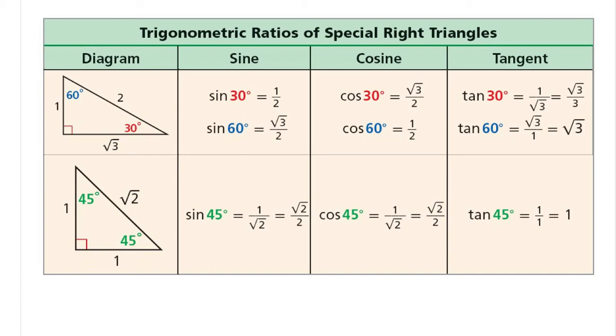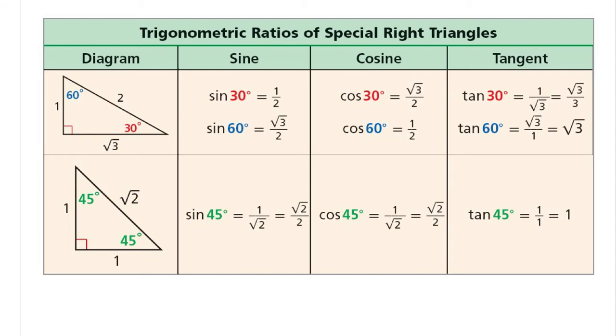Remember, a squared plus b squared equals c squared. In the 45, 45, 90 triangle, we have side lengths of 1, 1, and square root of 2. So then when we find the sine, cosine, and tangent of our special right triangles, we're going to come up with some values that you're going to see often.